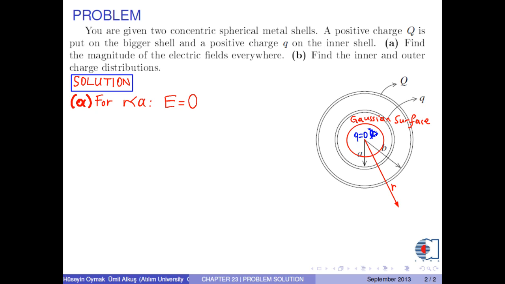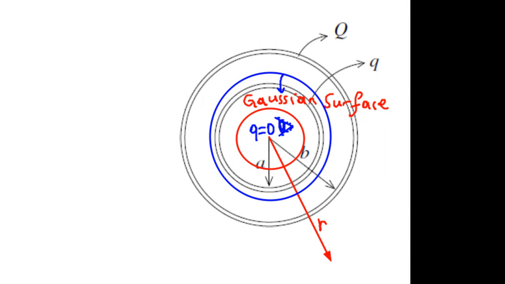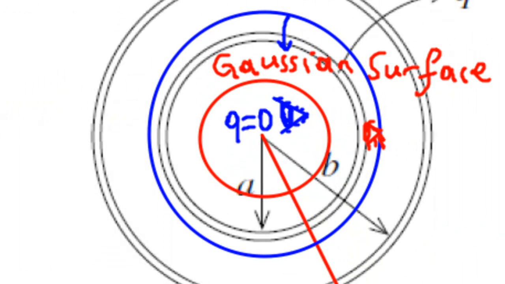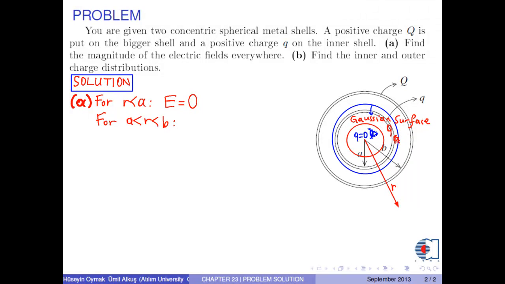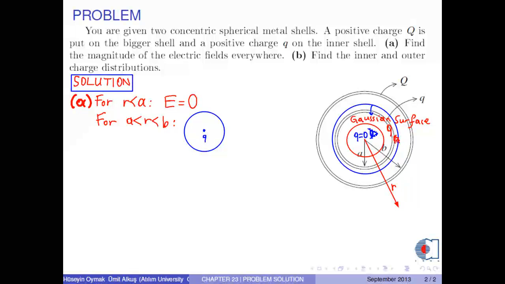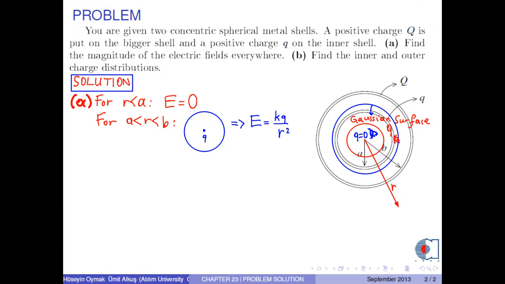For the region where r is greater than a and less than b, that is the region between the shells, if we draw a Gaussian surface enclosing this region, and if we look inside the region, we see only the charge of the inner shell, which is Q. According to the shell theorem, this charge can be considered as if it is concentrated in the center. As a result, the electric field is found by K times Q over r squared.